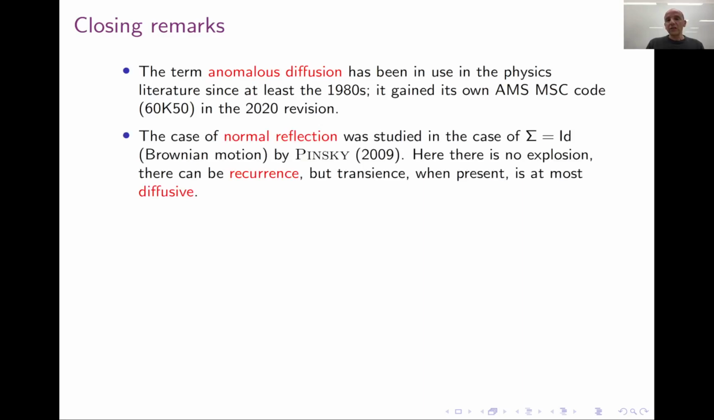Now, the closest result to the ones that I've talked about here was done by Pinsky in '09, where he considered normal reflection and sigma equal to the identity. In that case, it turns out that only recurrence and transience can occur, and the behavior is at most diffusive. Okay, the behavior is at most diffusive.